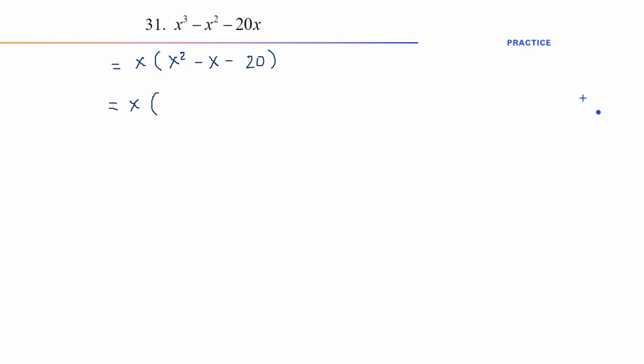So 5 and 4 is nice. And because that's a negative 1, we have the negative on the bigger number. The bigger number is 5 and the smaller is 4.